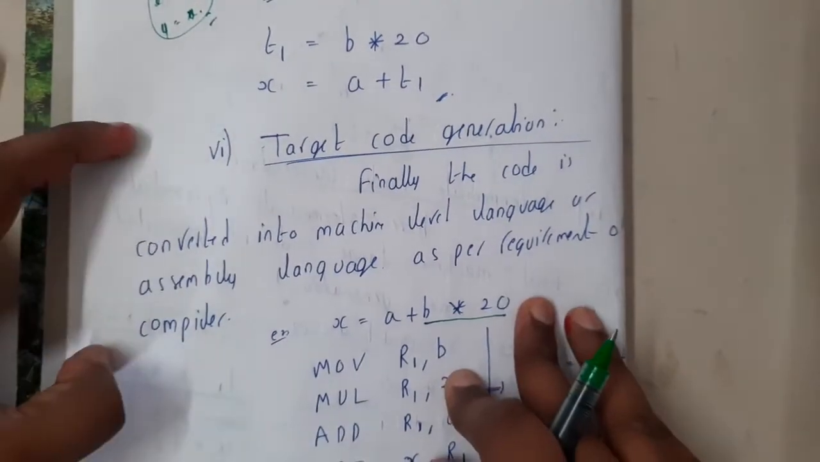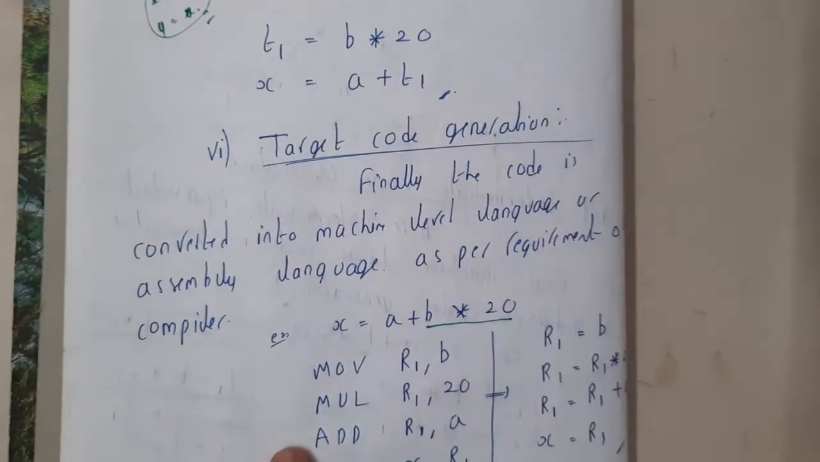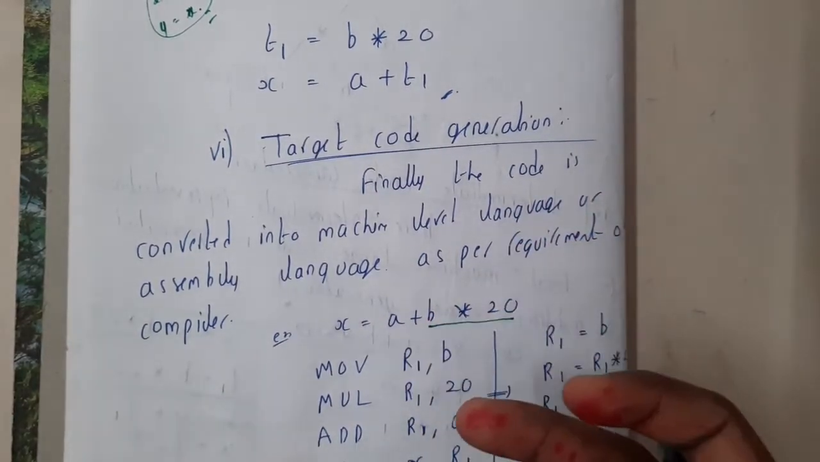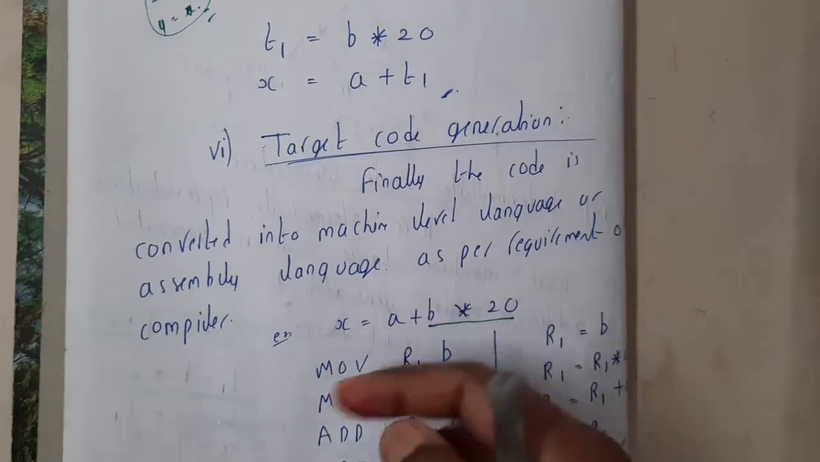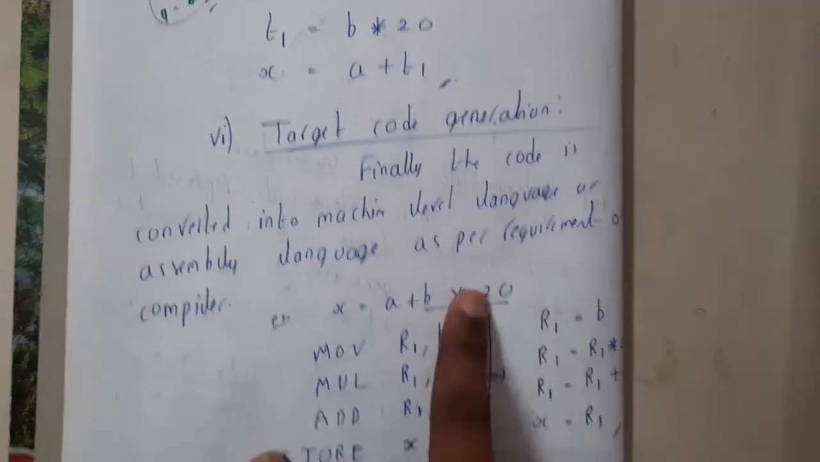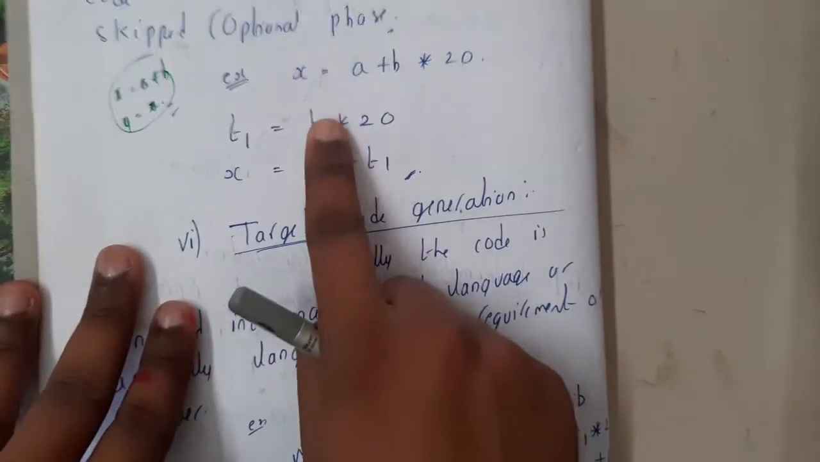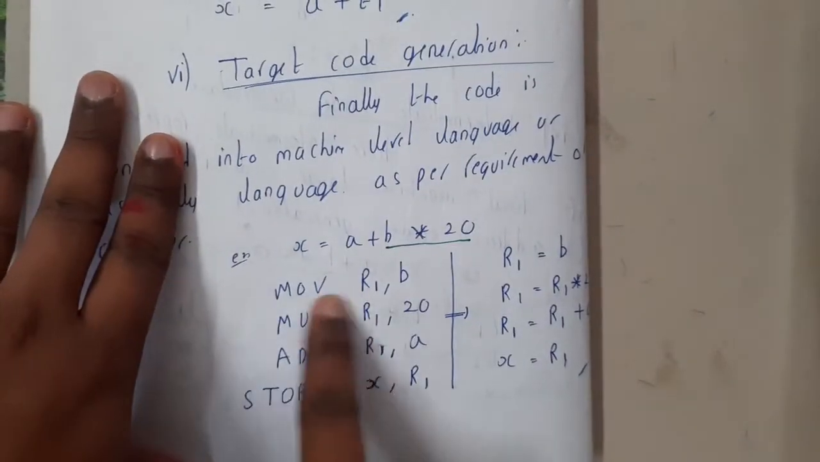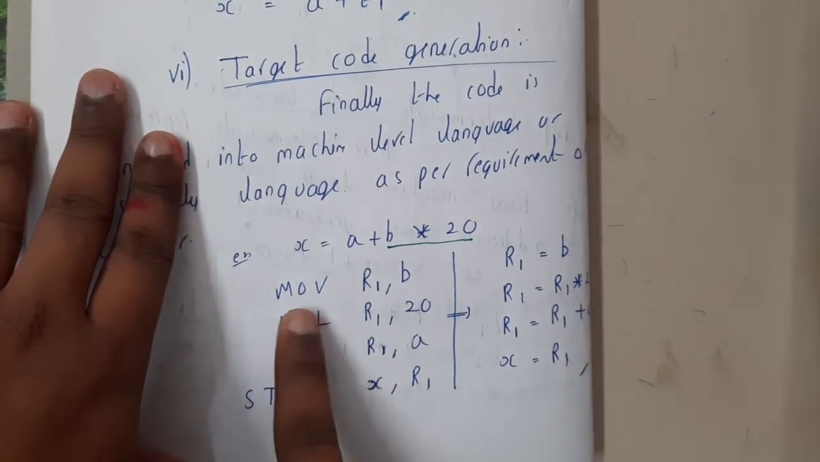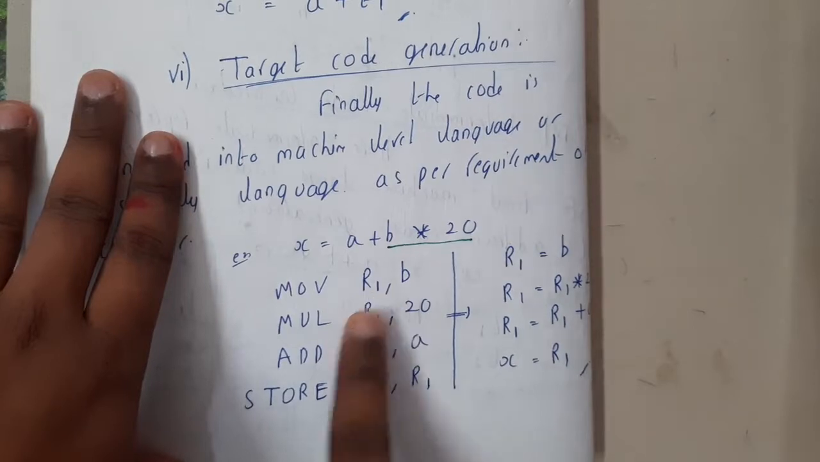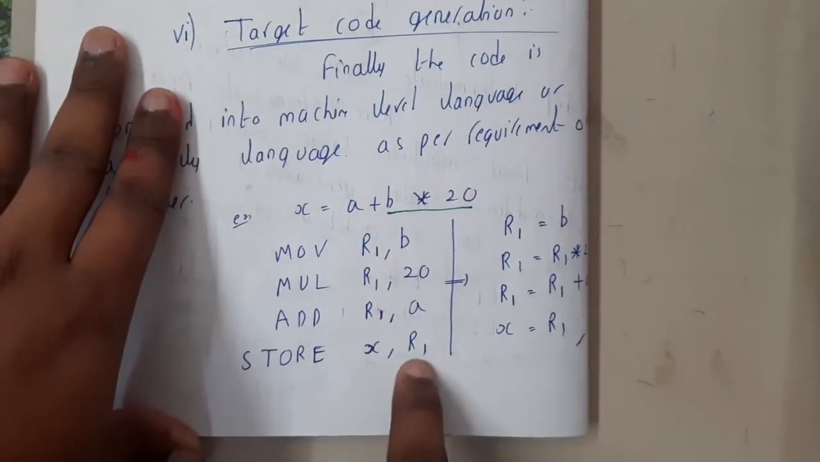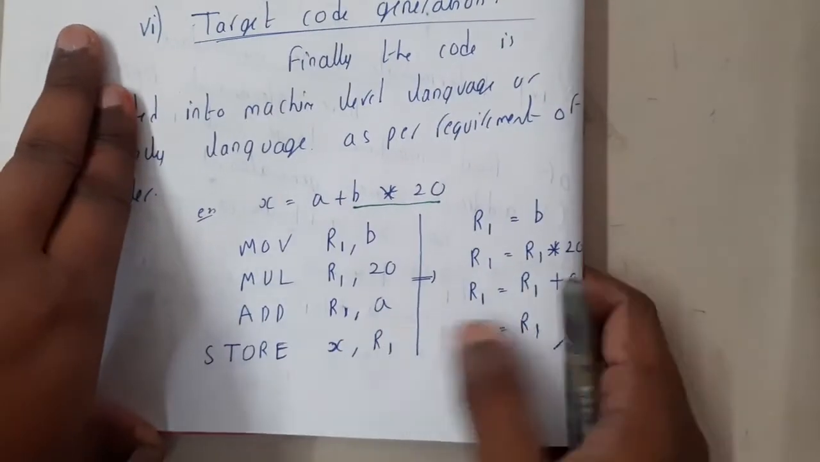Moving on to the last stage, that is target code generation. To be clear, this is about which language our compiler is converting to, guys. For our example, we are taking machine level language, or rather assembly level language. So now our particular code, our 2 steps, are converted into a sequence of instructions expressed in assembly level language. Move b value to r1, multiply r1 with 20, add r1 with a, store r1 in x. Got it? I have written the equivalent codes also.